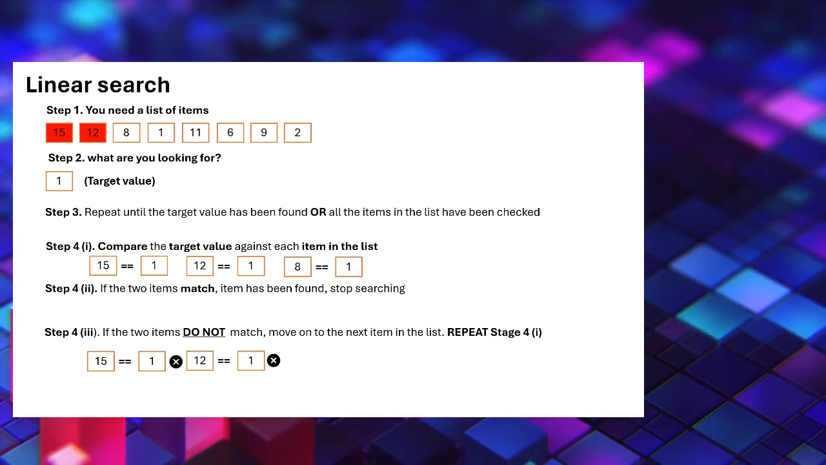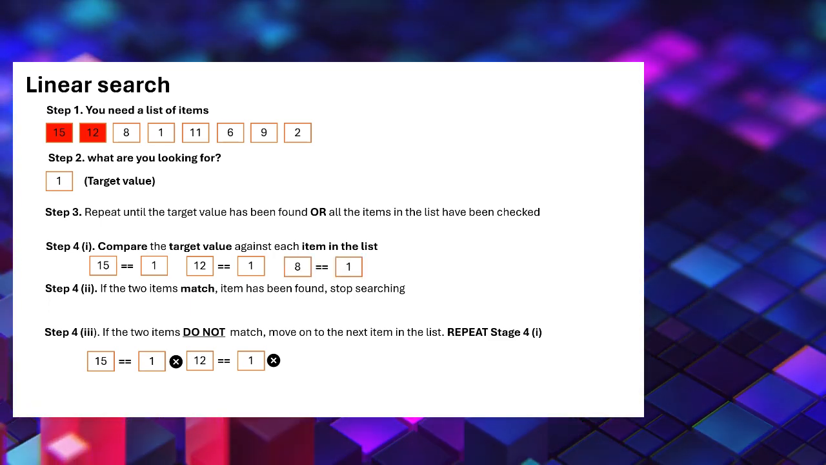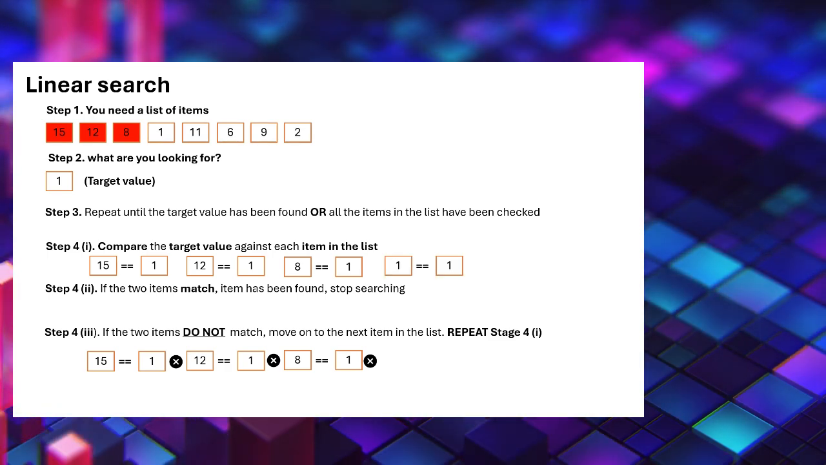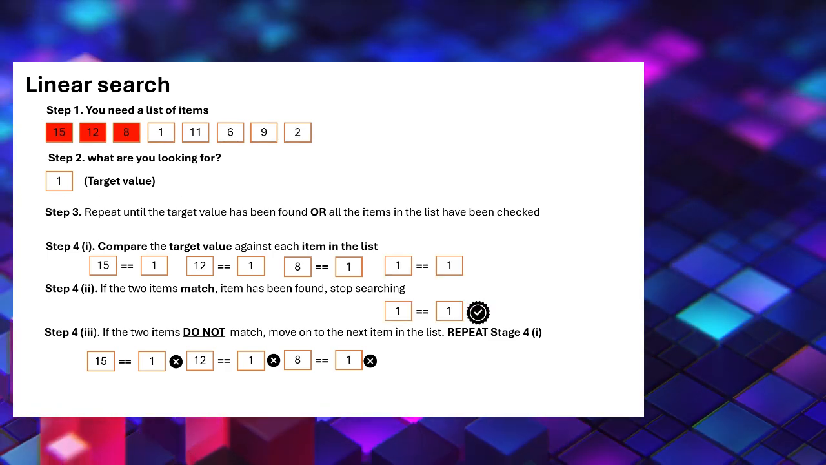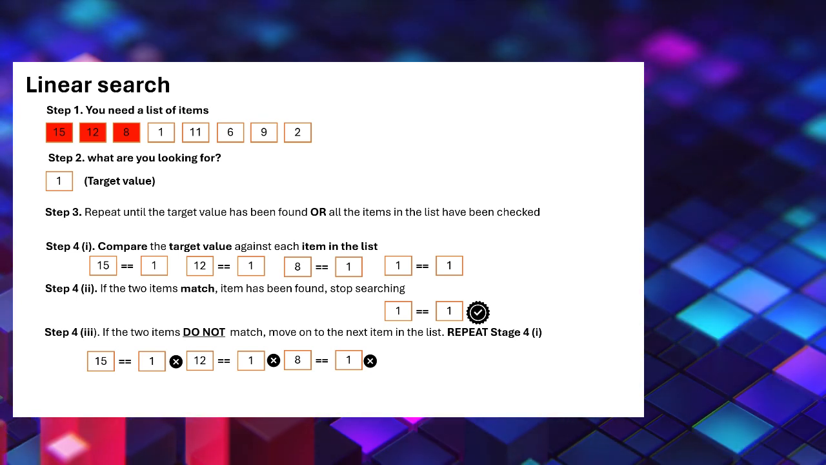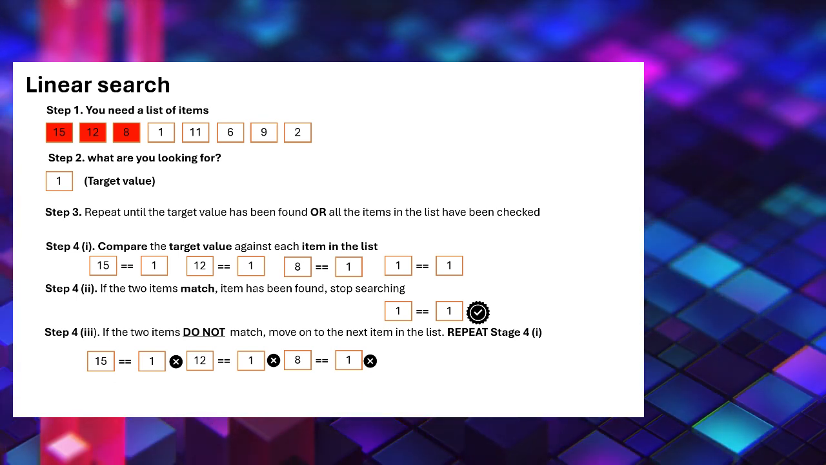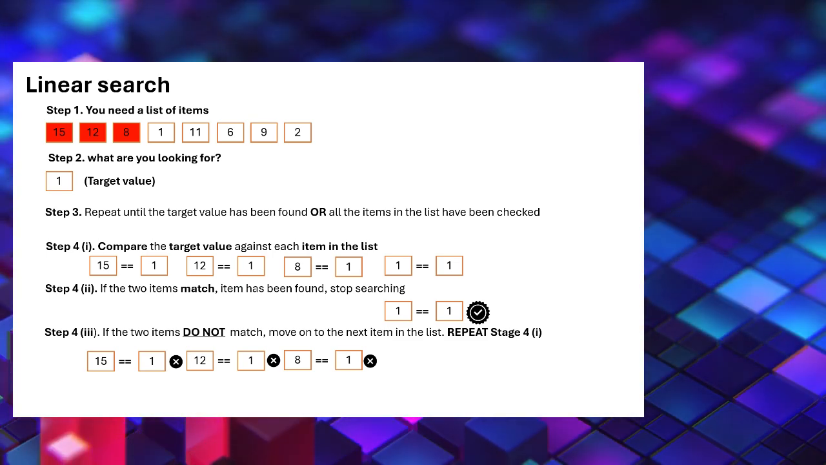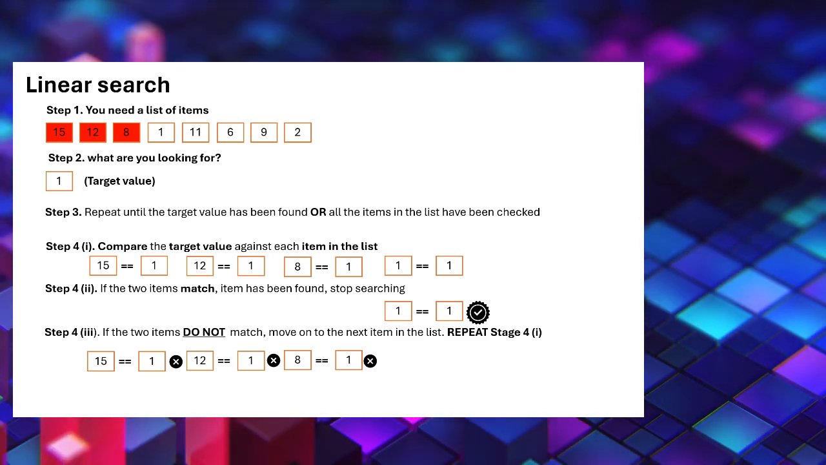Is 8 equal to 1? The answer is obviously no. And we keep moving. The next item is 1. 1 is equal to 1. We find it and we stop. And we return a value that tells the algorithm that we've found that data.